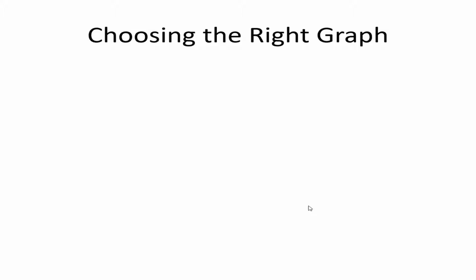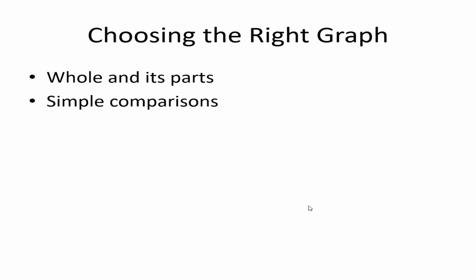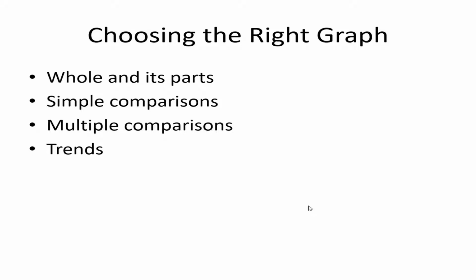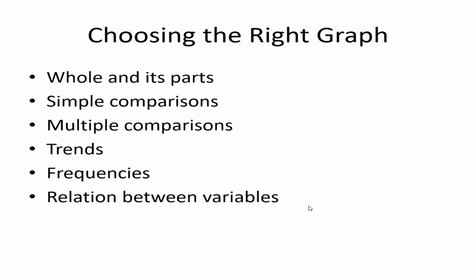But in order to choose the right graph, maybe this is the most important slide in the presentation. You have to ask yourselves about the nature of data. Is it whole and each parts? Or is it simple comparisons? Or multiple comparisons? Or trends with time or distance? Is it frequencies of occurrences? Or is it a relation between variables? If you can decide what kind of data you have, you can easily choose the best graphical representation.